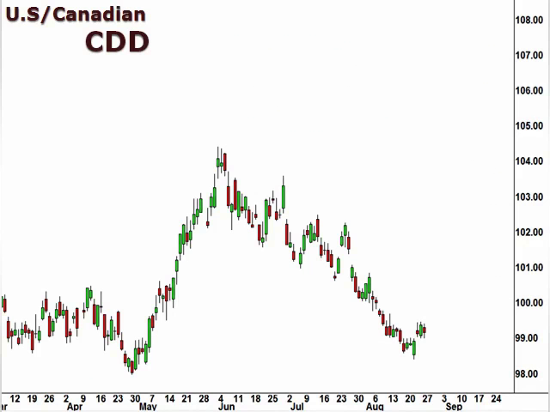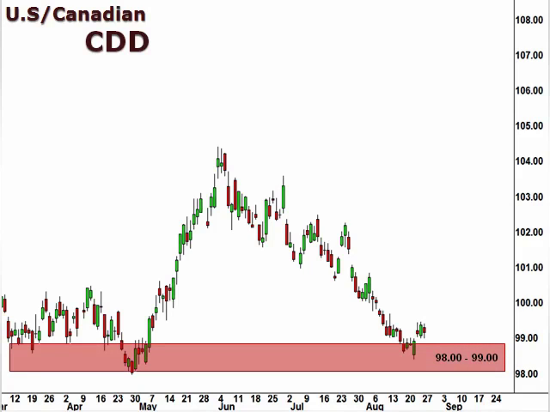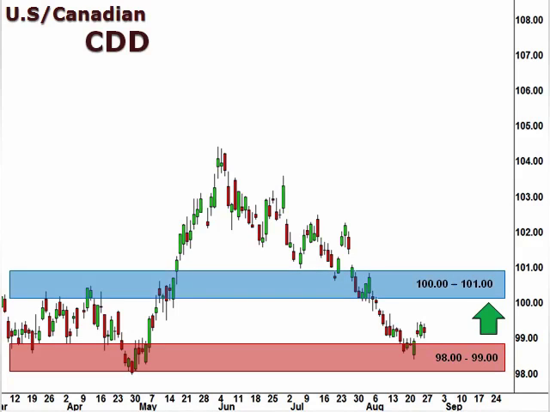Let's take a look at the CDD, the US dollar versus the Canadian dollar. Well, the CDD bounced at the 98 and 99 support level. We are open to a push towards this 100-101 focal zone this week.